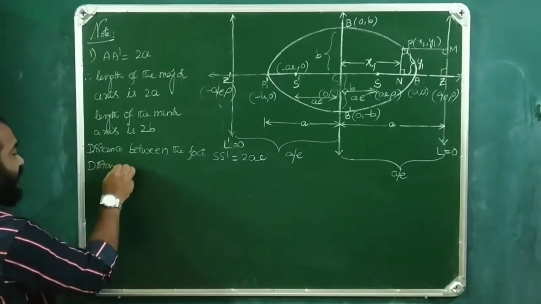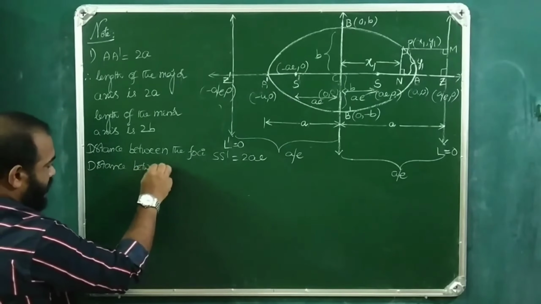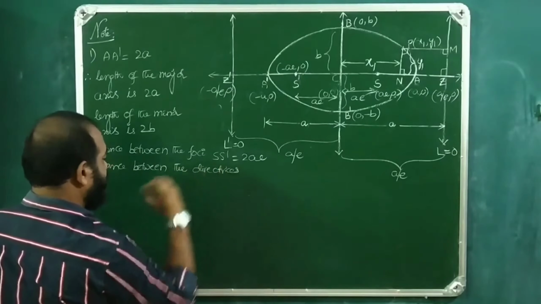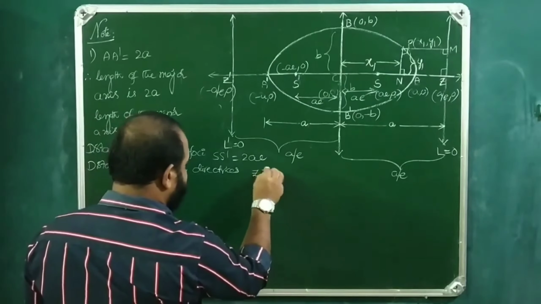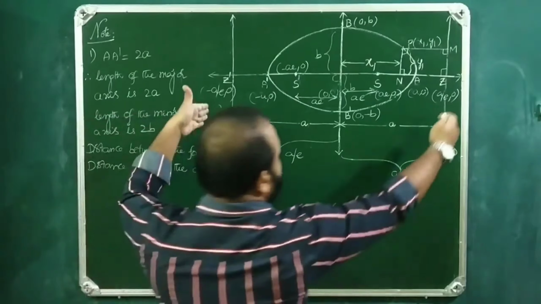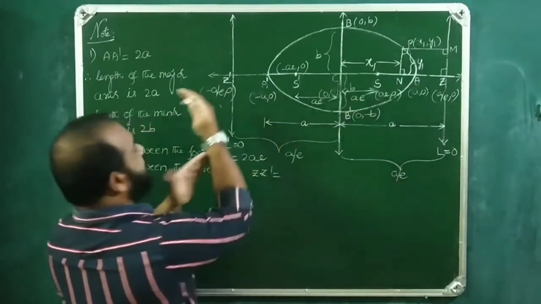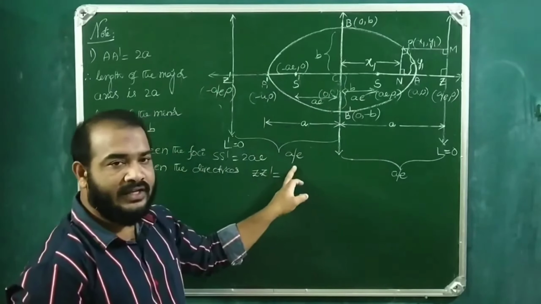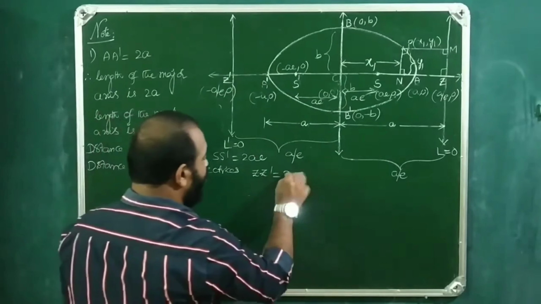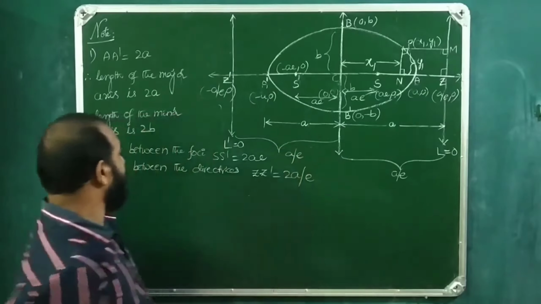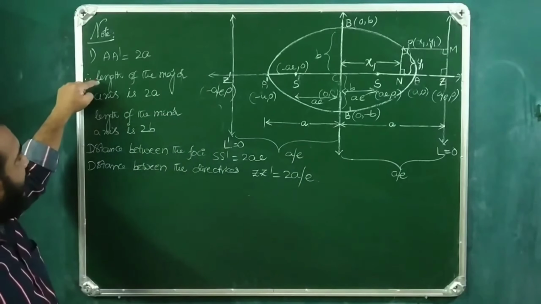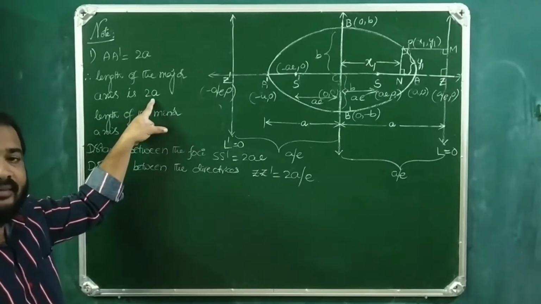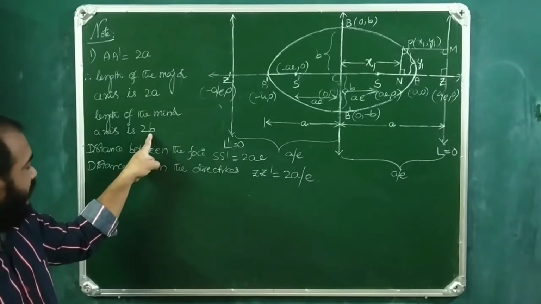Distance between the directrices is ZZ dash. ZZ dash is nothing but CZ plus CZ dash. CZ is A by E, CZ dash is A by E. A by E plus A by E, 2A by E. So, likewise, length of the semi-major axis is 2A by 2, that is A. Length of the semi-minor axis is B.